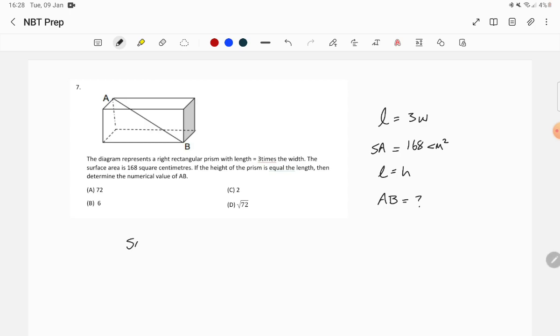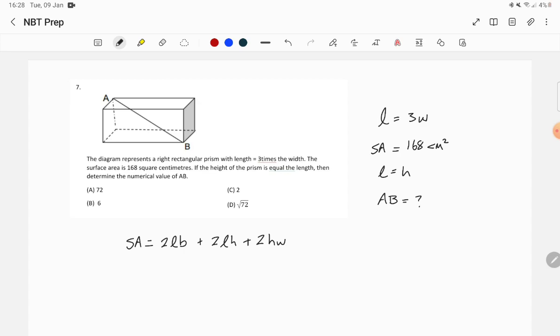So let's put together the surface area formula, and as you can see, we have 2 length times breadth, 2 length times height. It's basically 6 different shapes, so 2 sets of 3 different shapes, 6 shapes in total. So 2 length times breadth plus 2 LH plus 2 height times width.